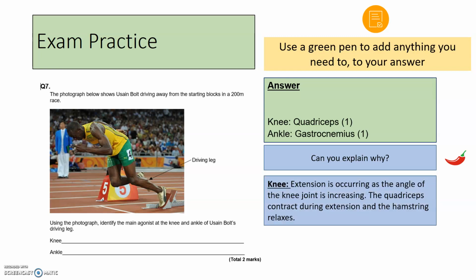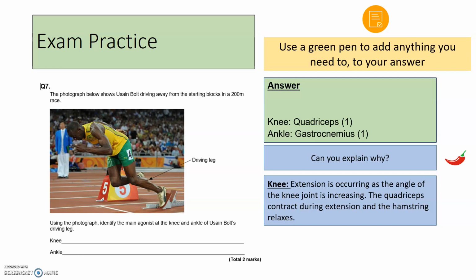So if you think of the knee joint first and foremost, what's happening here is extension is occurring because the angle of the knee joint is increasing. He's obviously coming out of that flexion position where he's in the starting blocks and he's now trying to increase that angle, and his legs are straightening. So we can see there that means the quadricep is contracting. And try and do it yourself. If you're sitting down at the moment, as you straighten your leg, you should be able to feel that quadricep tightening. It's tensing, it's contracting.